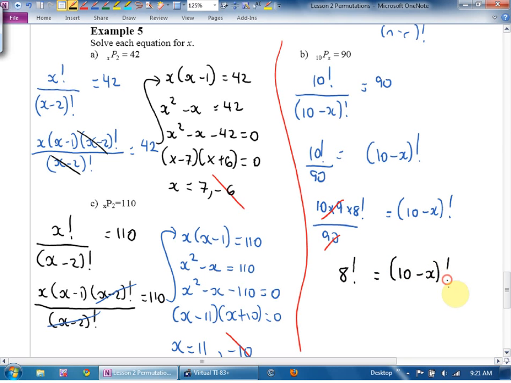Now, if this is 8 factorial, this also has to work out to 8 factorial. What number would I put in for x so that I could go 10 minus something and get an 8 factorial equals an 8 factorial? X must be 2. That's weird, because I solved it all indirectly. Did I actually solve for x? No, I solved for the other side and figured out what x had to be to make the other side work.